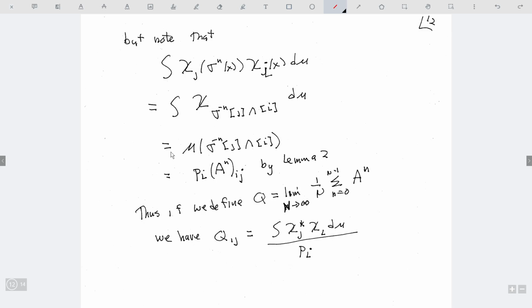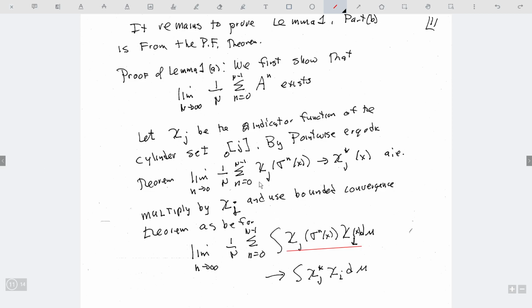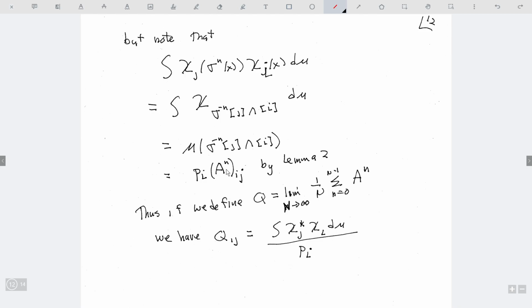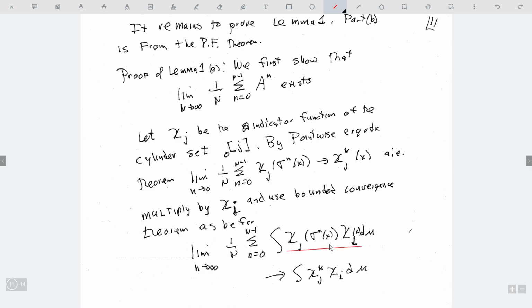All right, so what have we shown? We've shown that this integral converges, but this integral is actually p sub I, a to the n to the ij. So this tells us that a to the I to the nj actually converges to this quantity here, which I'm going to call q to the ij. So that's convergence of this thing on average, because remember this integral here wasn't just the integral, it was the average of it.